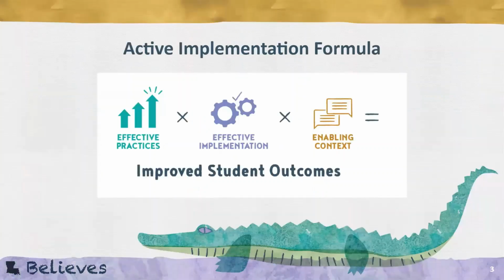We also know that improved student outcomes are dependent on effective practices, effective implementation of those practices, and proper enabling contexts. So we think about the conditions. Do we provide our teachers with enough time to do the work that they need to ensure that students are proficient readers? Do we have a long enough literacy block? Do we provide the support that's needed to accomplish these goals? All of these things are essential for improved student outcomes, and this is reflected in this active implementation formula.